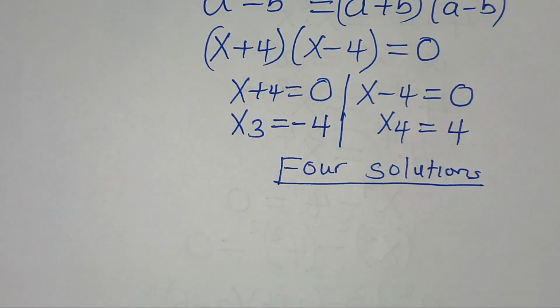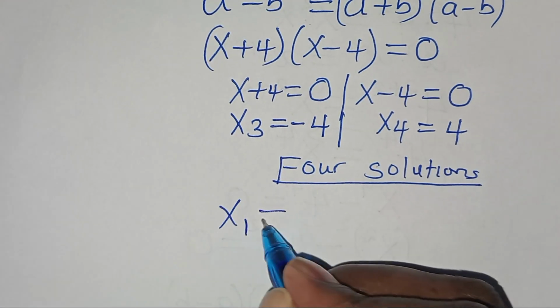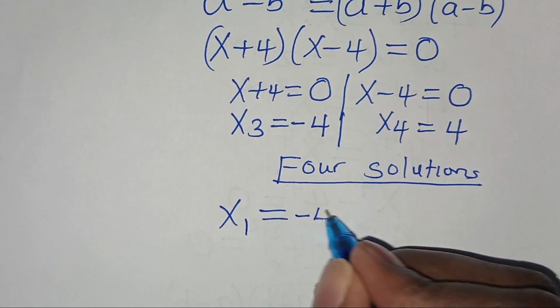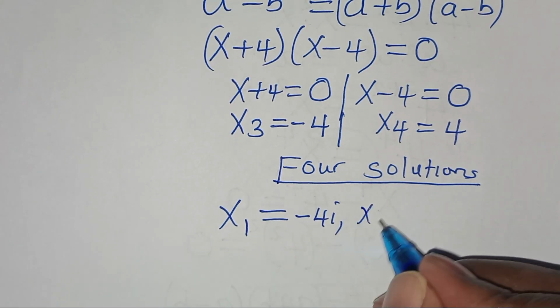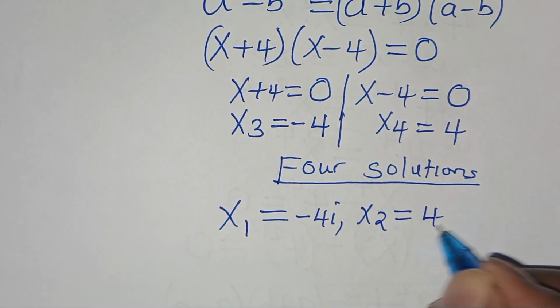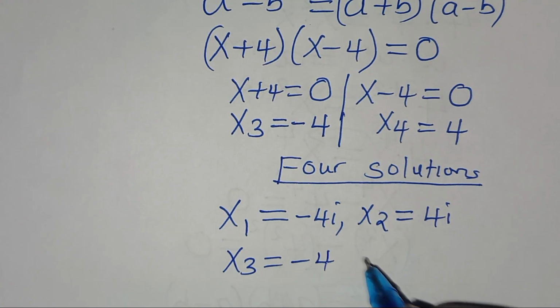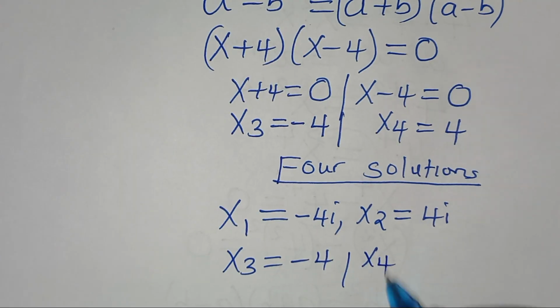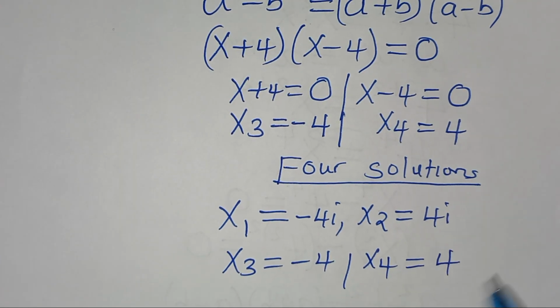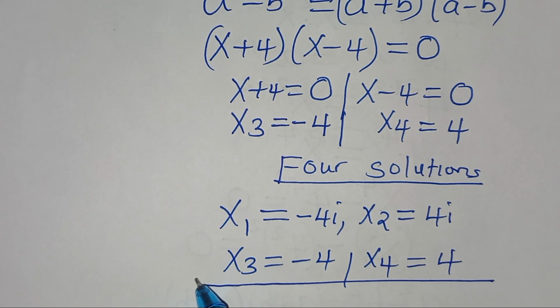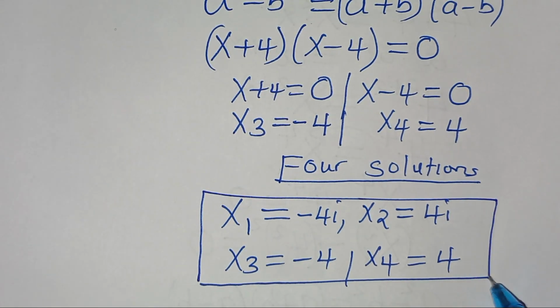That is x1 is equal to negative 4i. We have x2 is equal to 4i. We have x3 is equal to minus 4. And we have that x4 is equal to 4. Now, these are the four solutions that we have. These are the four solutions.